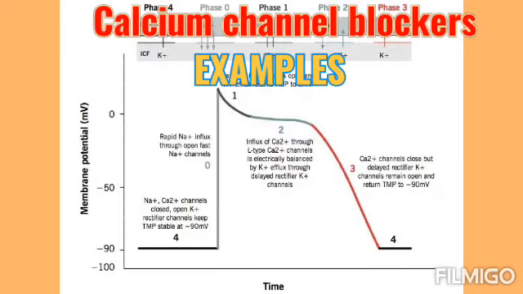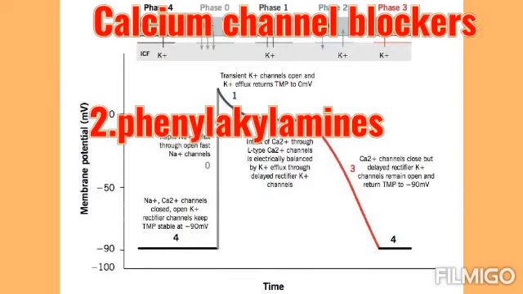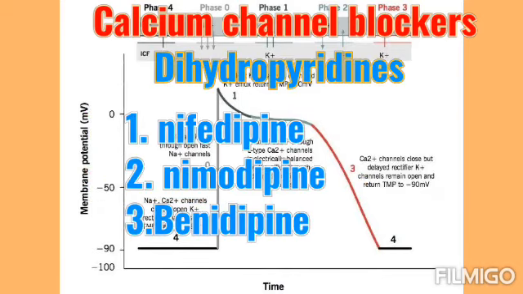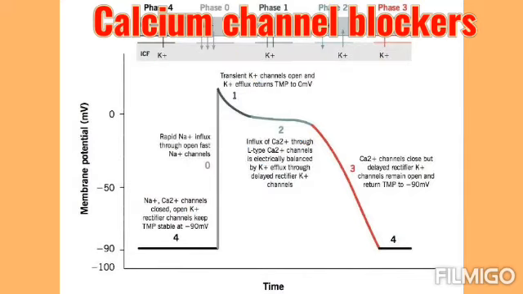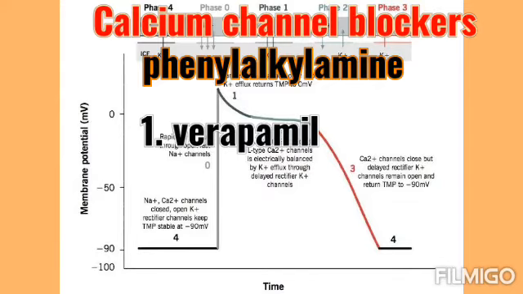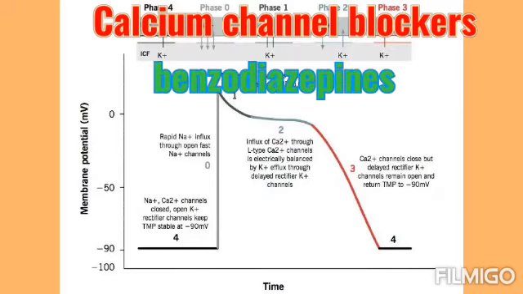Okay, so what are the examples of calcium channel blockers? The first one we're going to be looking at is dihydropyridines, phenylethylamines, and benzodiazepines. These are the classes of the drugs. The dihydropyridines are the dipines, for example nifedipine, nimodipine, and benidipine. So dipines are the dihydropyridines. Now, we have the phenylethylamine. A very good example is verapamil. And then finally, benzodiazepines. A very good example is diltiazem.